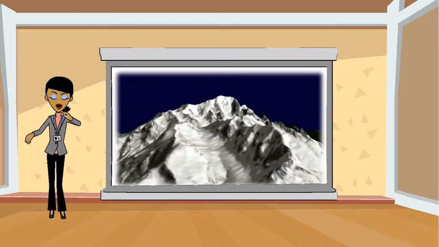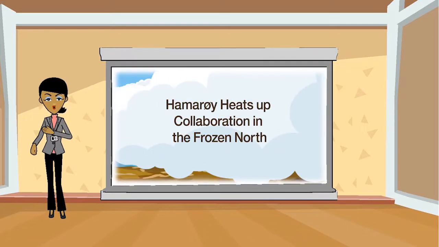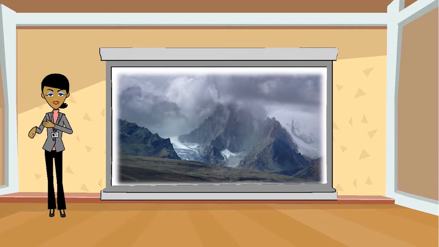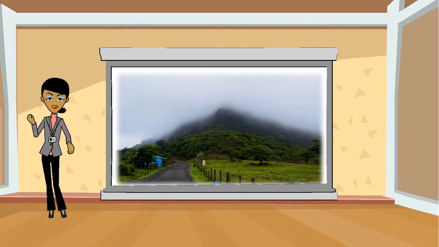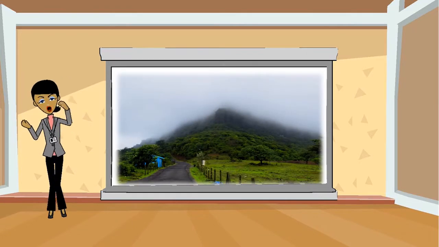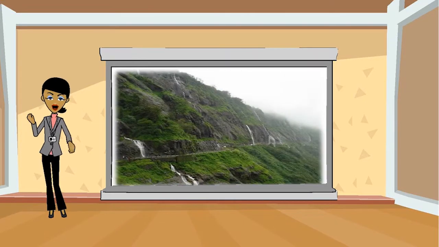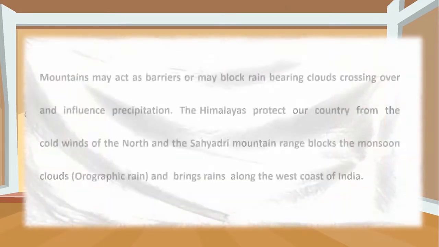Physiography describes the physical characteristics of a place, which explains the physical forces that resulted in the formation of such a landscape. Mountains are an important feature that affects the climate of a place. The mountain stops the rain-bearing clouds and influences the precipitation of the place.